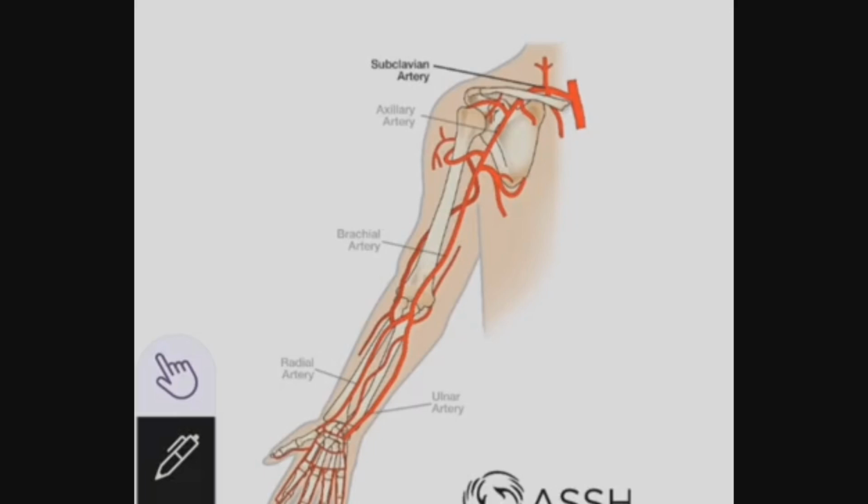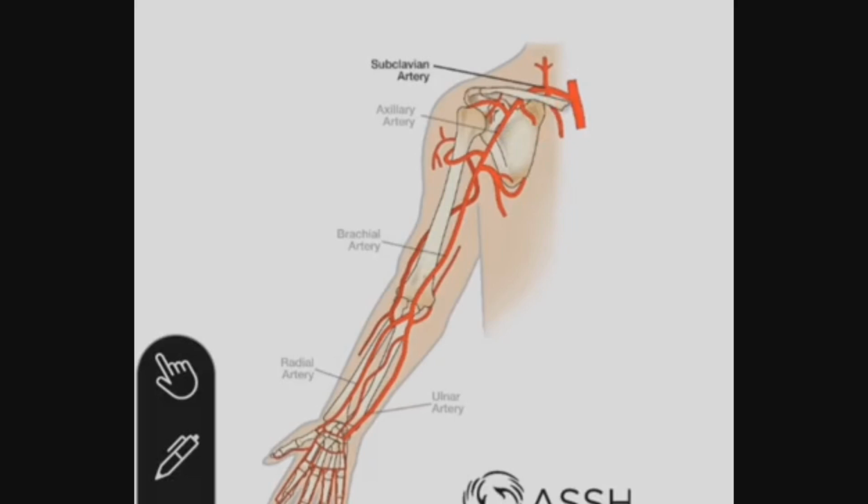Now we'll start with the arterial supply of the upper limb. The arterial supply of the upper limb is a direct continuation of the subclavian system. So the first you have is the subclavian artery. Now the subclavian artery originates differently from the right and from the left. From the left, it originates directly from the arch of the aorta, the aortic arch, but from the right, it originates from the brachiocephalic trunk.